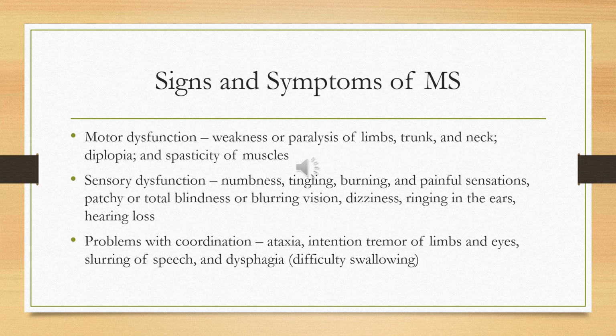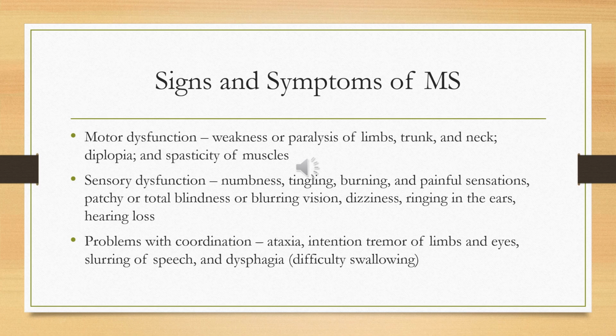So these patients will have some motor dysfunction, sensory dysfunction, and some problems with their coordination. When we're talking about motor dysfunction, weakness or paralysis of their limbs, their trunk, their neck, diplopia, so that's like double vision. Sensory dysfunctions: they'll have numbness, tingling, burning, painful sensations. They can go totally blind. They can have blurry vision, dizziness or ringing in the ears.